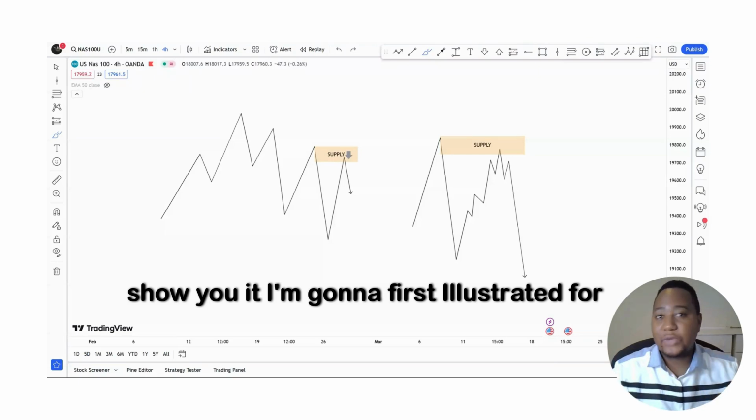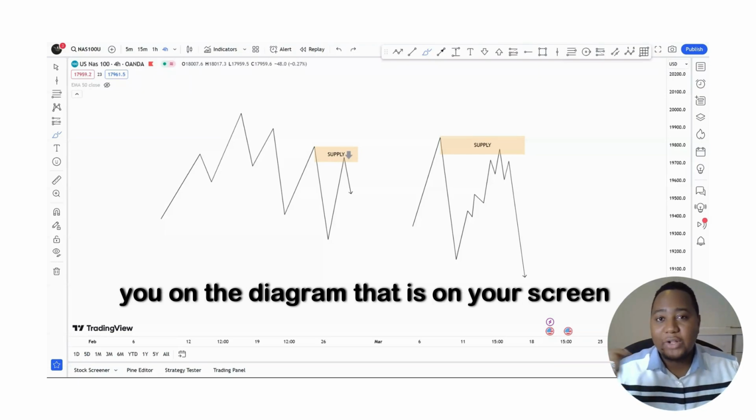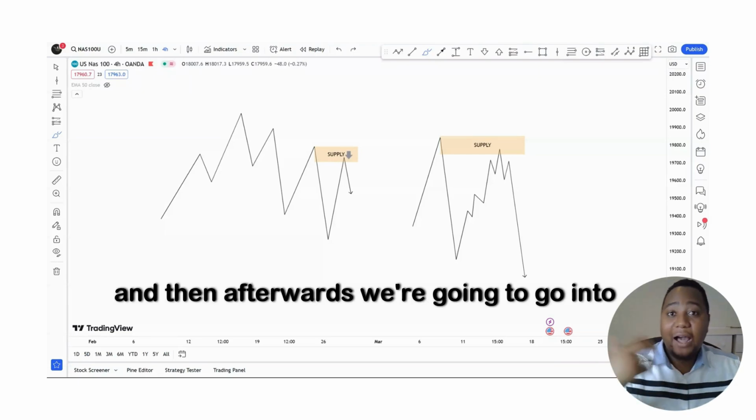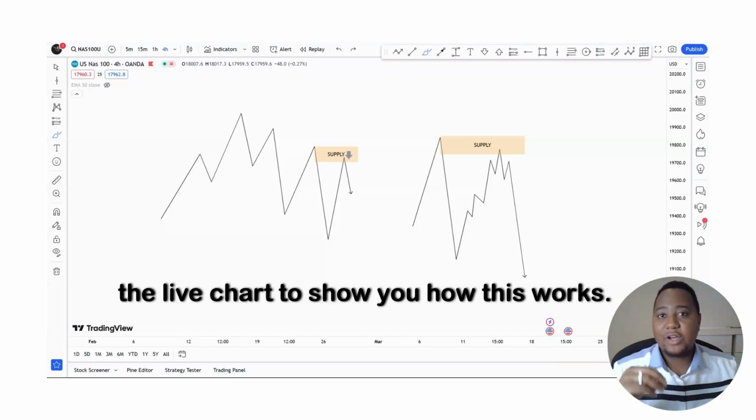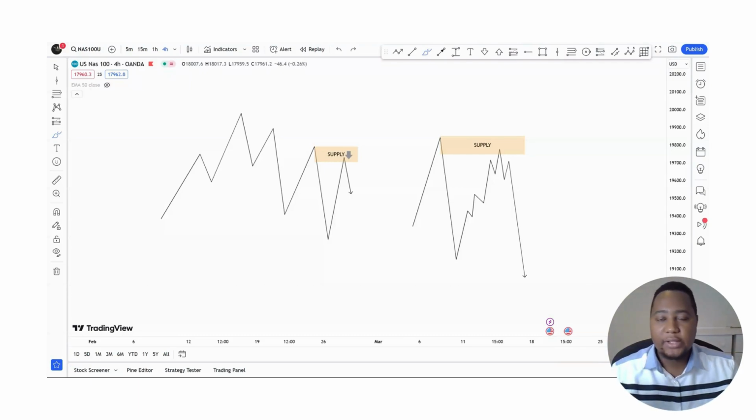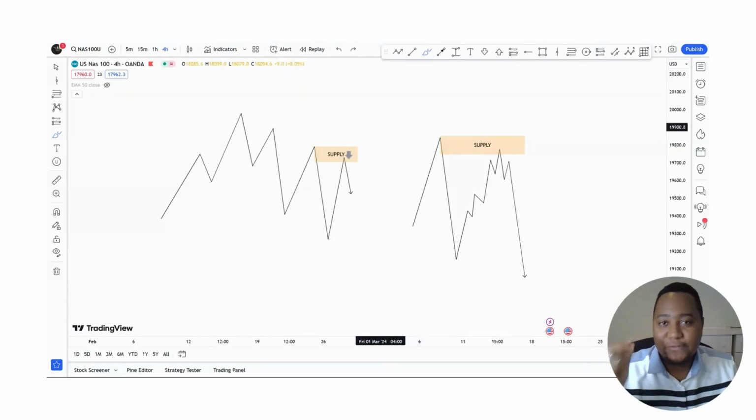I'm going to first illustrate it for you on the diagram on your chart, and then afterwards we're going to go into the live chart to show you how this works. Okay, so I'm just going to break it down, so make sure you watch till the end. Do not skip any parts of this video.